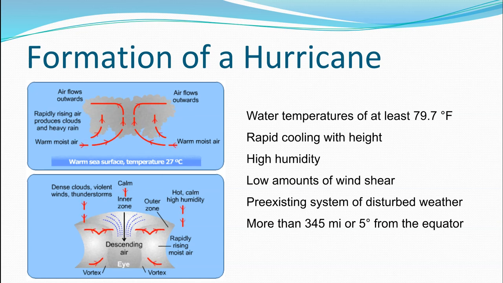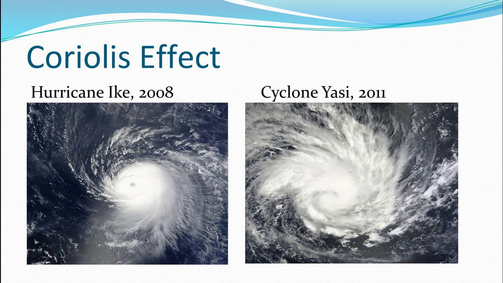Now, the last part here is kind of how it sets up the hurricanes as we know it. Because you need to be more than 345 miles or about 5 degrees from the equator. So you need to be about 5 degrees north and south because that is where the Coriolis Effect kicks in. And the Coriolis Effect is what makes a hurricane spin and move. And so that is due to rotation of the earth and some drag in the water there.